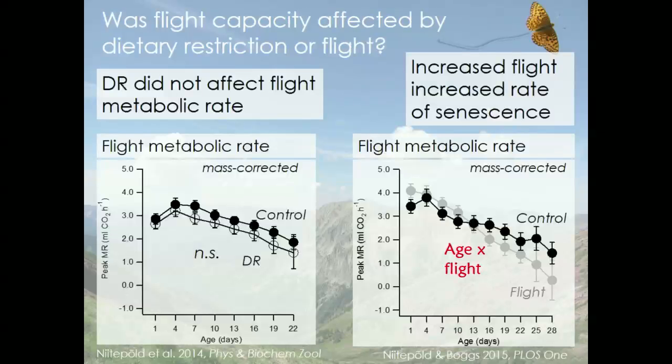So what happened to metabolic flight capacity, flight metabolic rate? First of all, here on the left we have the results from the dietary restriction experiment. We see that there is a pattern of senescence, lower flight metabolic rate as the individual ages, but there was no effect of the food treatment.